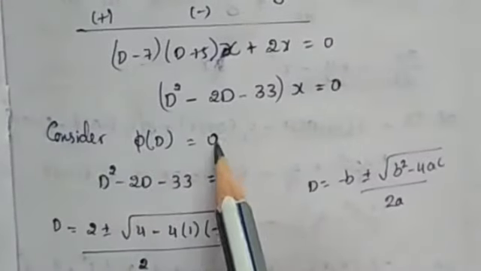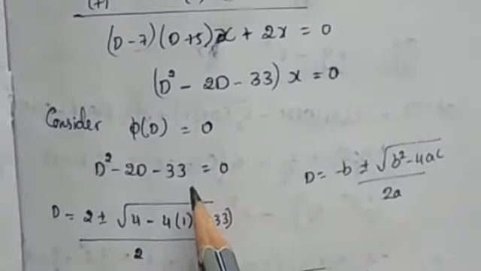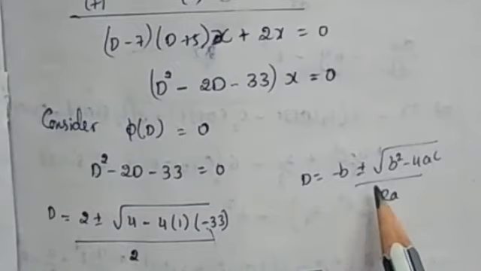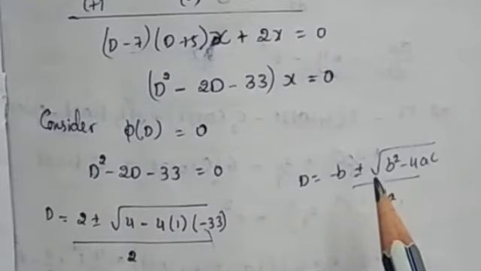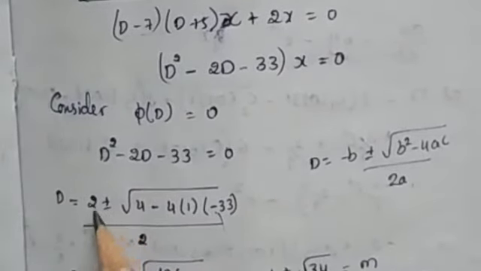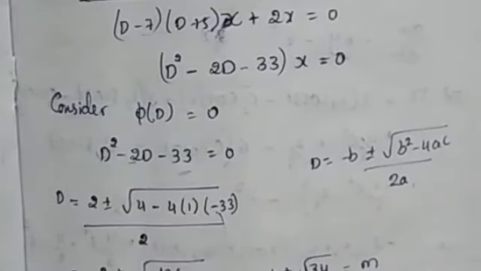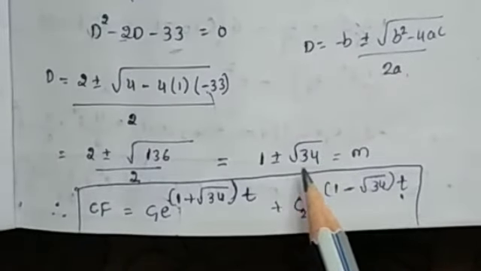Let us consider phi of D is equal to 0. Phi of D is D square minus 2D minus 33, which equals 0. Through factorization, you can't get the roots. So, by using the formula D is equal to minus b plus or minus square root of b square minus 4ac by 2a, we can find the roots. You get D is equal to 2 plus or minus square root of 4 minus 4 into 1 into minus 33, divided by 2. The a value is 1, b value is minus 2, c value is minus 33. After solving this, you get 1 plus or minus square root of 34. You get two different roots.